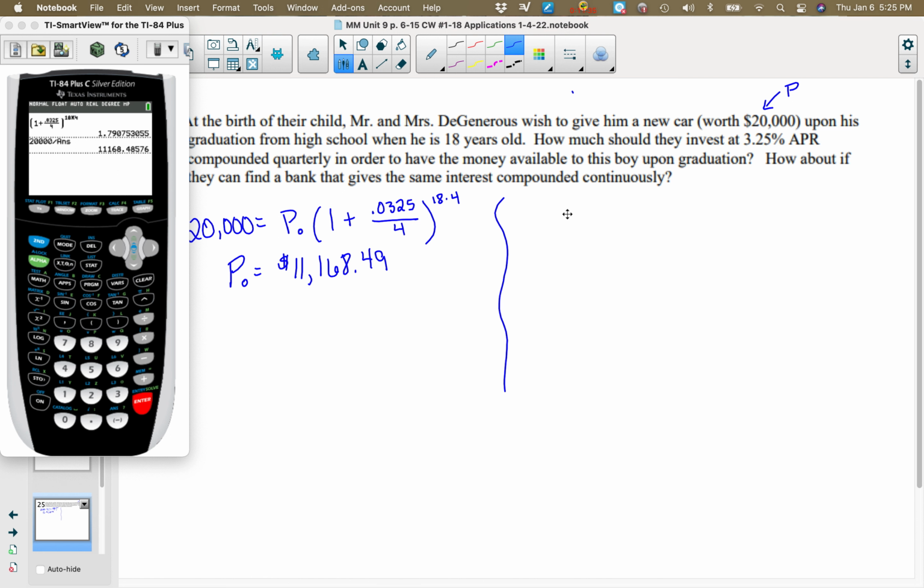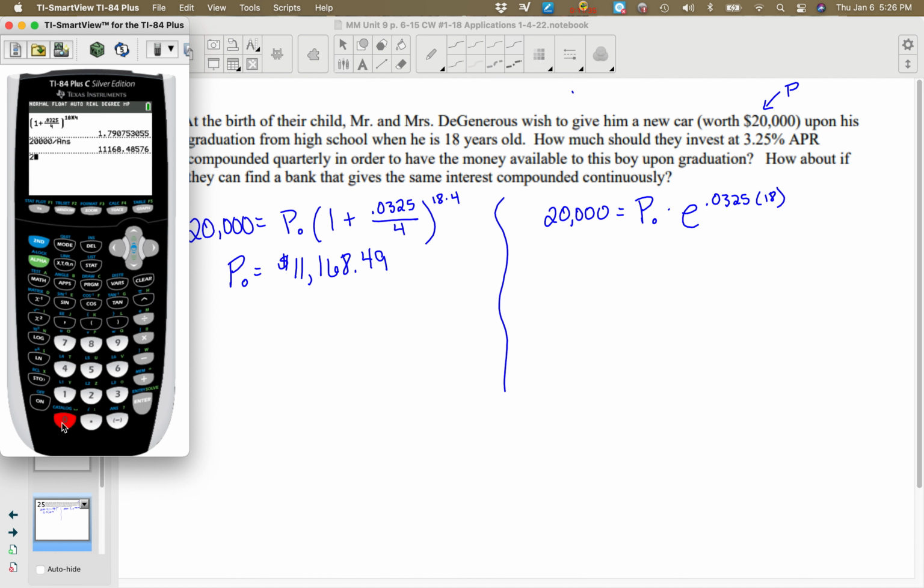Then second was, what if you found a bank that did it compounded continuously? So now this is still the part that we're trying to find. We want to know what P naught is. And we have e to the rt, so 0.0325 times 18. Again, remember this is just a number, so I'm taking 20,000 and dividing by whatever this is equal to. So you can even do this in one step. 20,000 divided by, and then I'm going to put parentheses here, I probably wouldn't have needed it, e to the 0.0325 times 18.